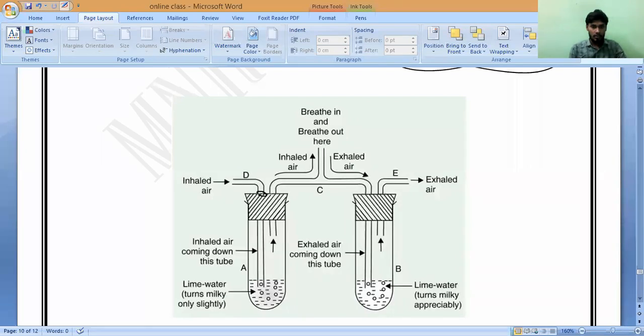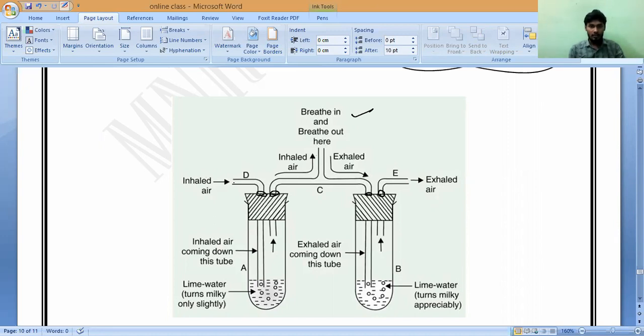We have to take two test tubes with two rubber corks, each drilled with two holes, because one tube is going inside and the other is coming outside. The next one is also going inside and coming outside. Have you noticed it or not? That is what you can see. Yes. Breathing in and breathing out here. So breathing in will take place.